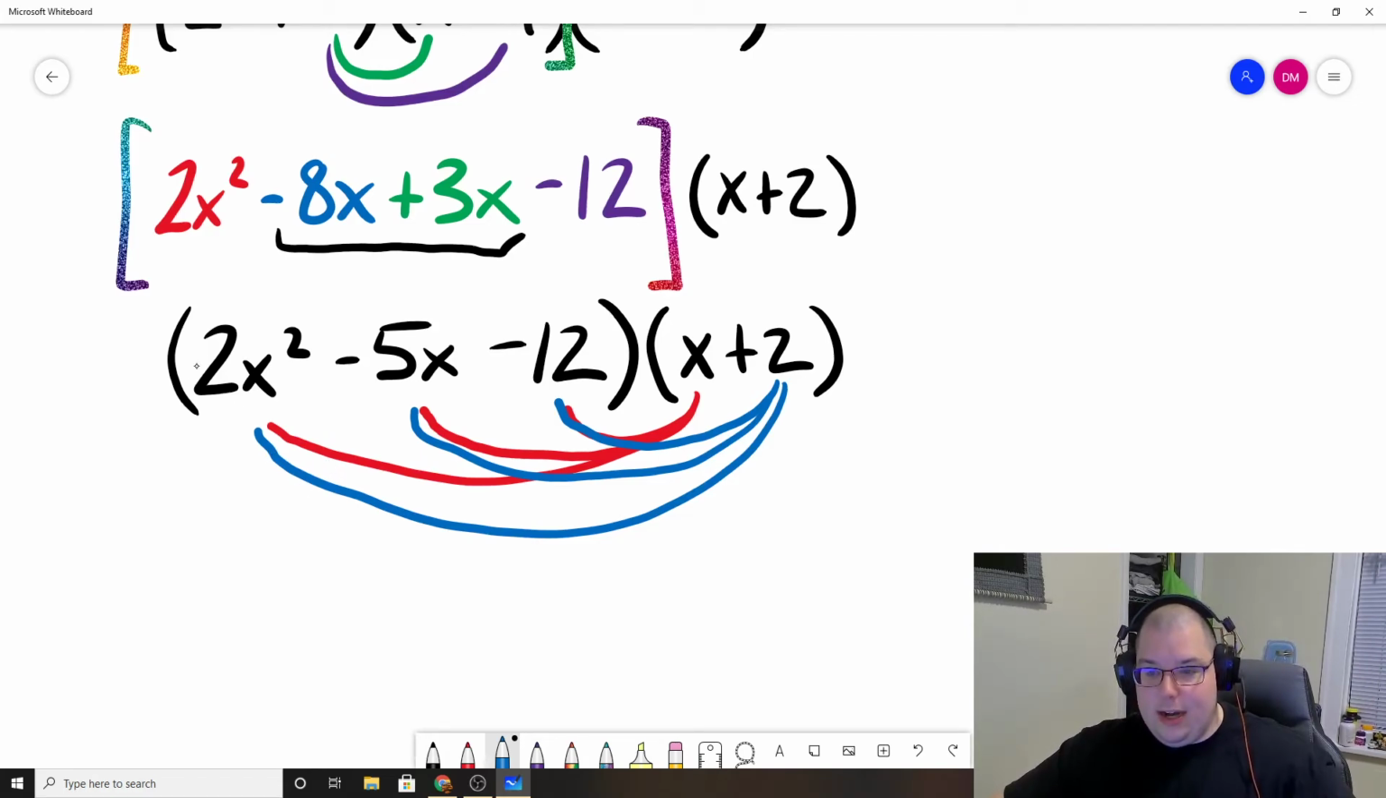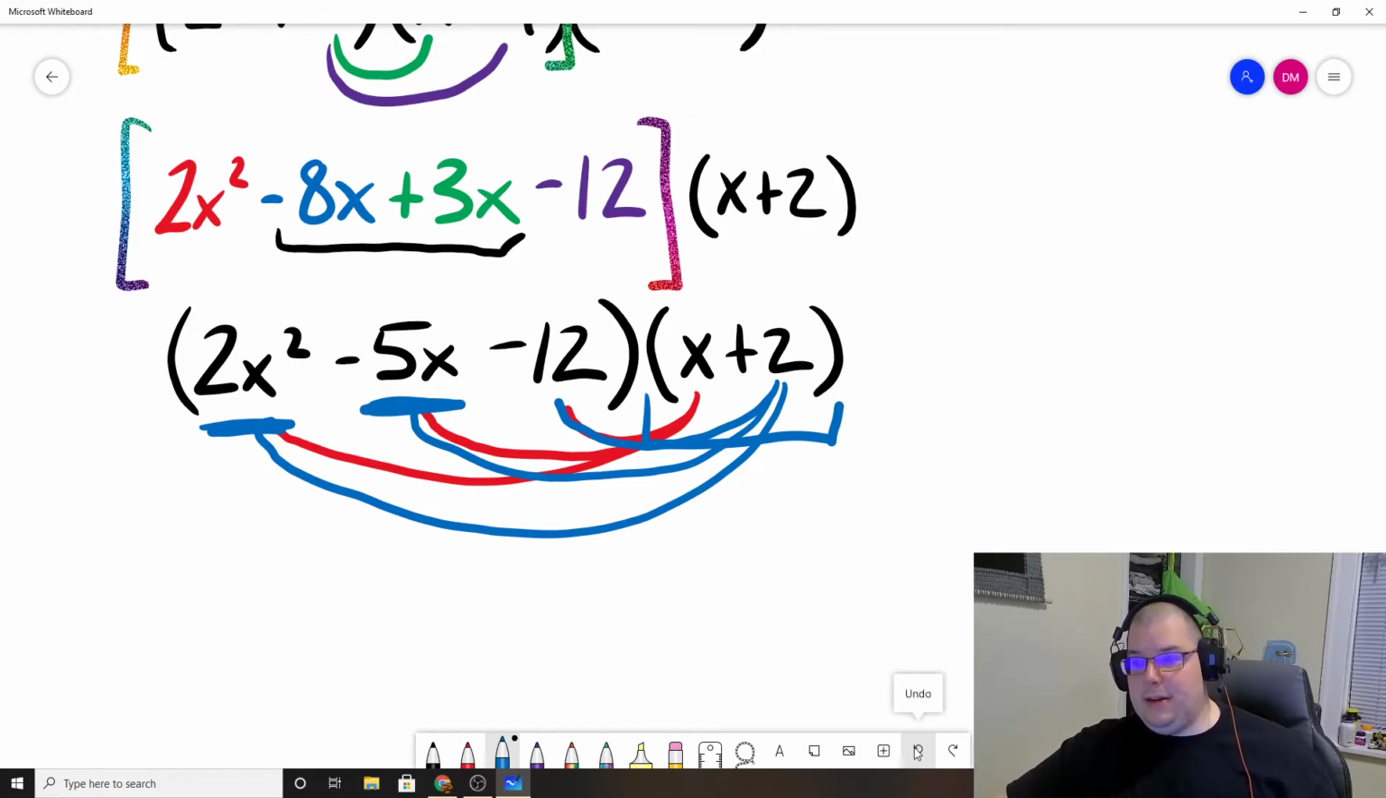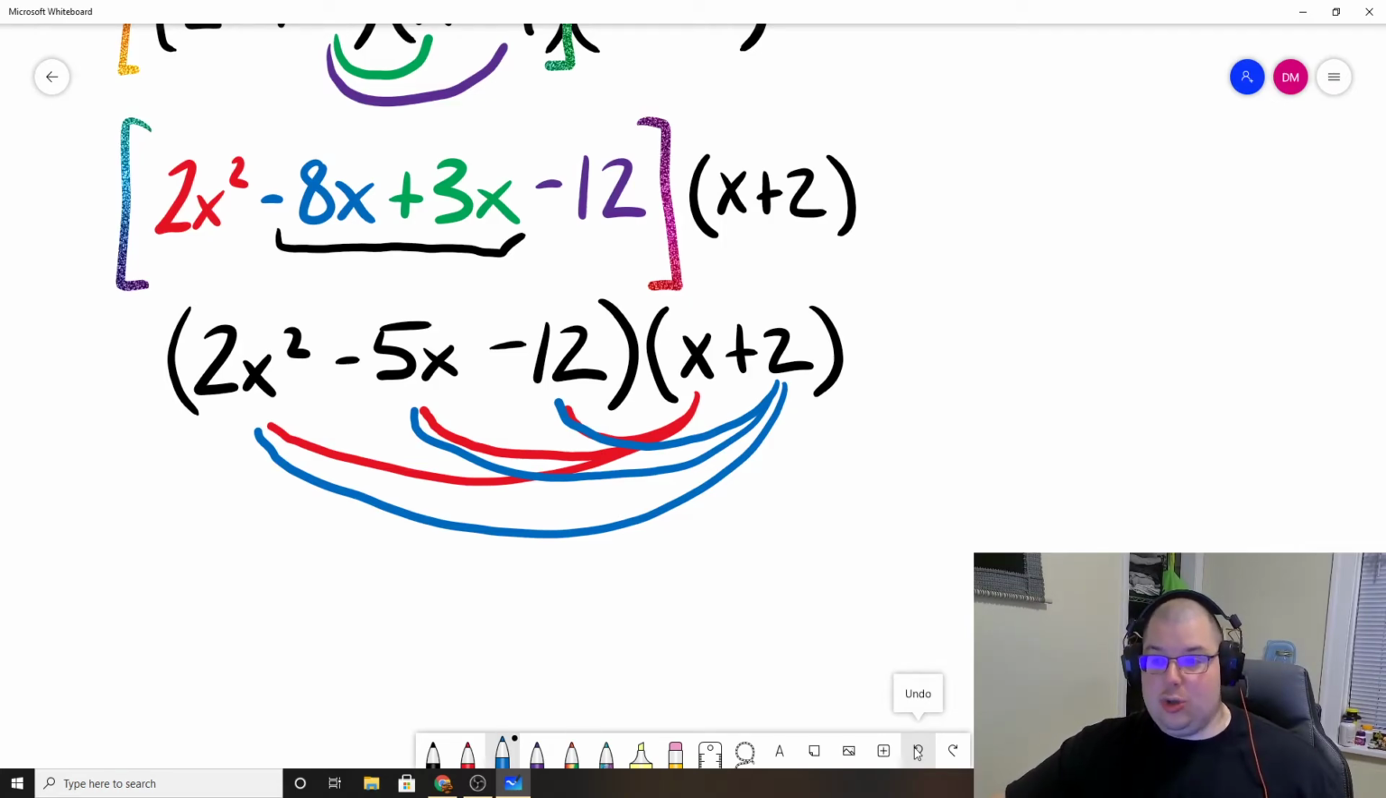So 2x squared needs to be multiplied by each term in the other polynomial, in this case x plus 2. And then negative 5x needs to be multiplied by every term in the other polynomial. So that every term in one polynomial gets multiplied by every term in the other polynomial. And it doesn't matter which way you think of it. I do love to draw the little arches to make sure that I've paired everything up. That's what keeps me organized when I'm writing this.